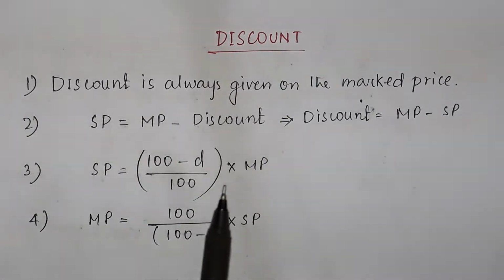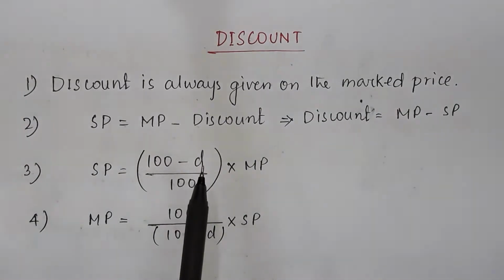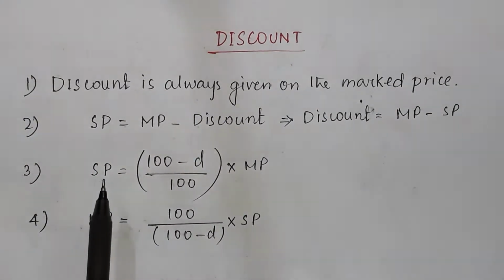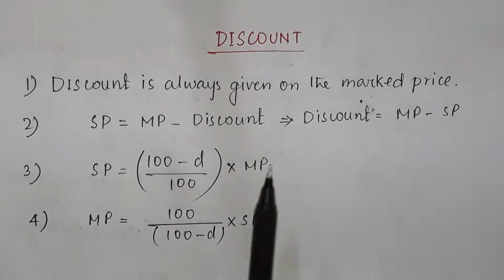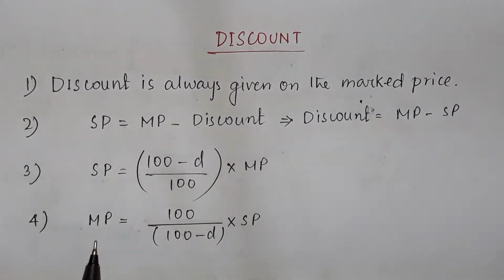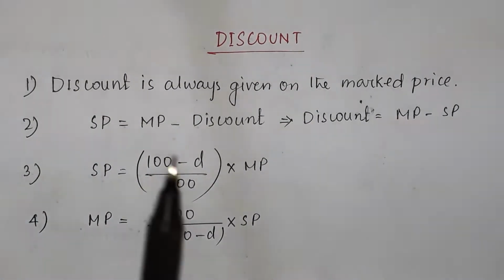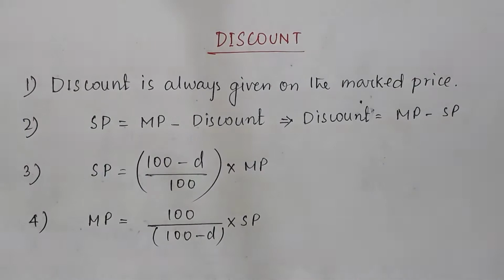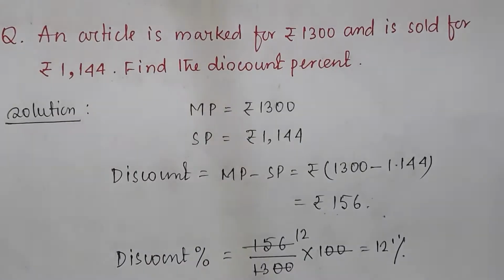If the mark price and discount are given, then the formula of SP equals (100 minus D) by 100 into MP, and the formula of MP equals 100 by (100 minus D) into SP. Now this mark price is also termed as the list price or the printed price, or in some books you can find it as the menu price. So using this formula we are going to solve some problems based on discount. So let us start the problem.